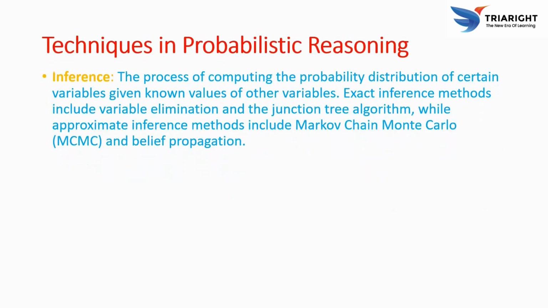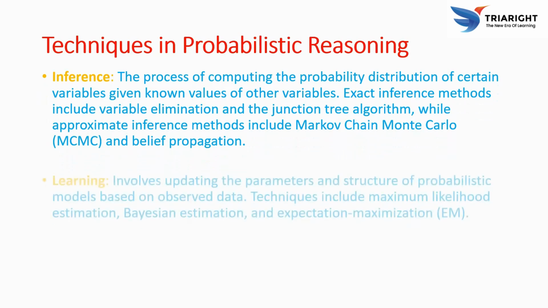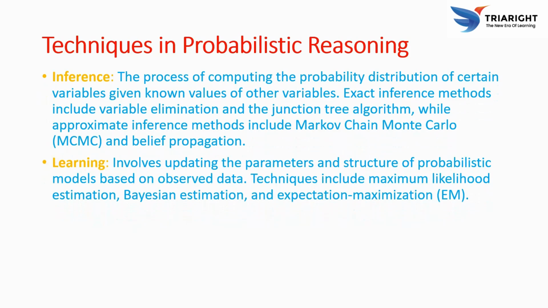Next, the techniques. Inference is the process of computing the probability distribution of certain variables given known values of other variables, using methods such as the junction tree algorithm, while approximate inference methods include Markov chain Monte Carlo (MCMC) and belief propagation. Learning involves updating the parameters and structures of the probabilistic model based on observed data. Techniques include maximum likelihood estimation, Bayesian estimation, and expectation maximization.